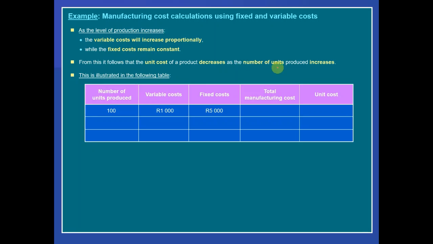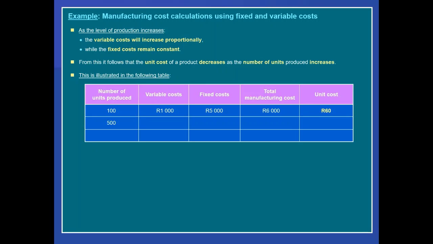So what's our total manufacturing cost now? It is the variable cost of 1,000 plus the fixed cost of 5,000, which results in a total manufacturing cost of 6,000. To get the unit cost, we now need to divide the 6,000 by the number of units, namely 100. And that will result in 60 Rand.